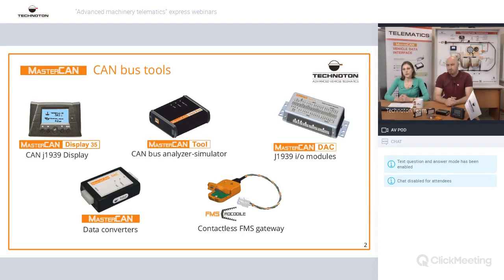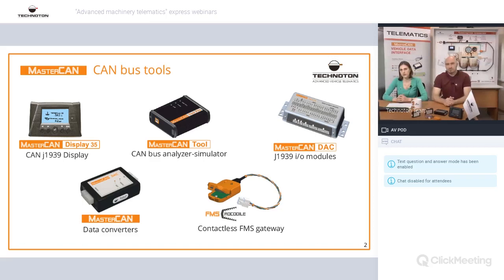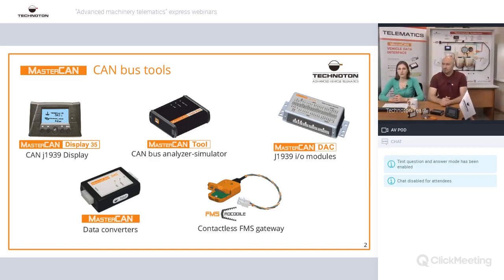Also, signal protection of reception of analog sensors, digital conversion and transmission to the CAN bus. This function and feature is related to MasterCAN converters from analog to digital signals.